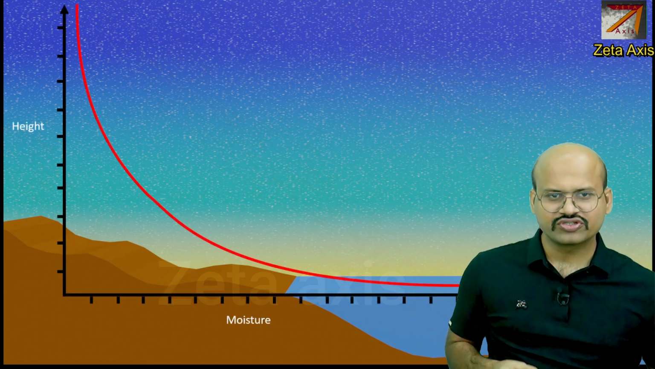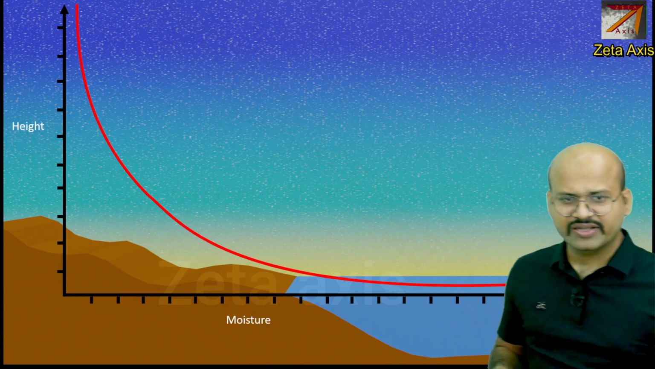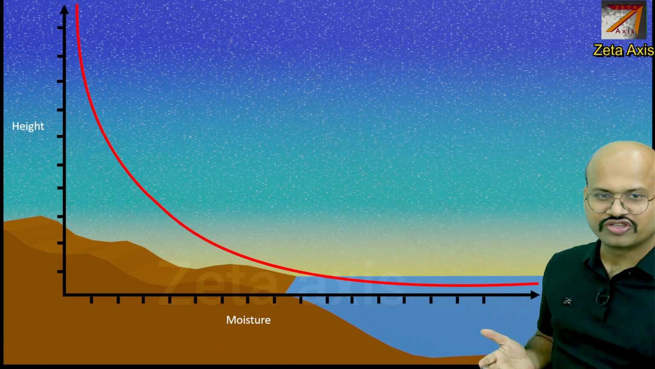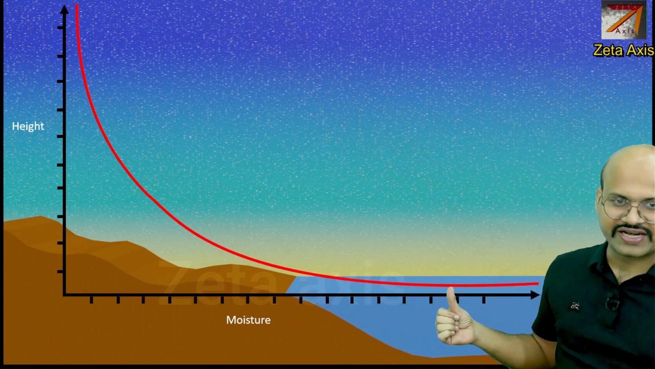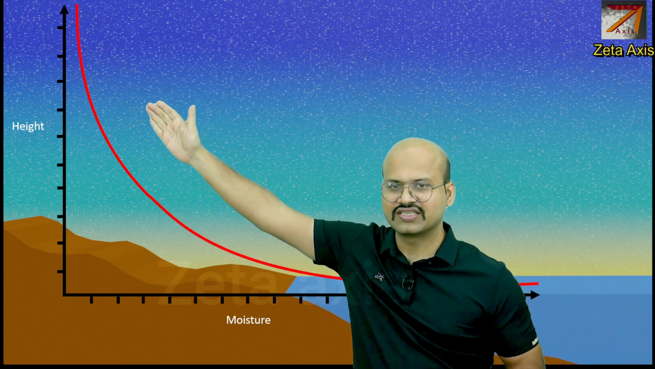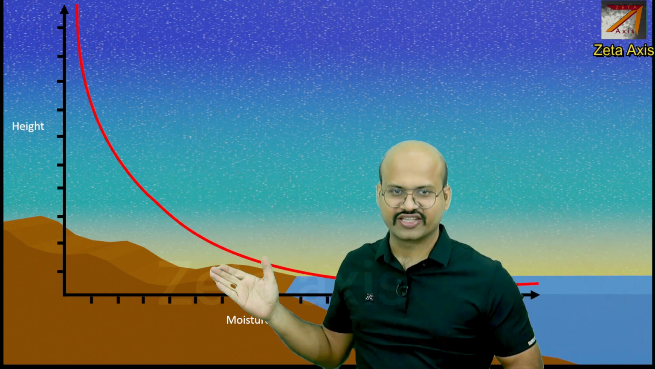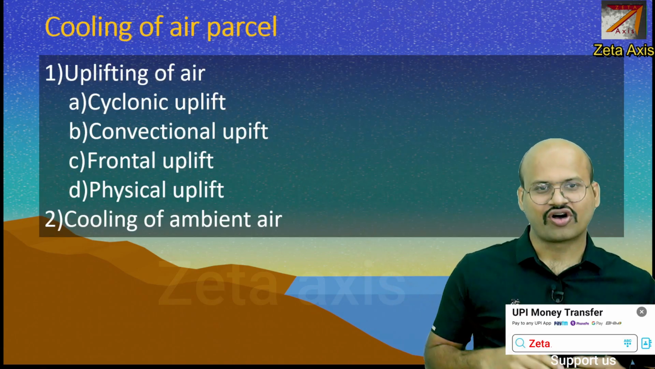Because of this process, we will see that the amount of moisture increases in the atmosphere. Now this distribution of moisture is not even throughout the atmosphere. We will see that the maximum amount of moisture is concentrated in the lower region of our atmosphere, that is closer to the ground. And as the height increases, the concentration of moisture in the atmosphere will decrease.